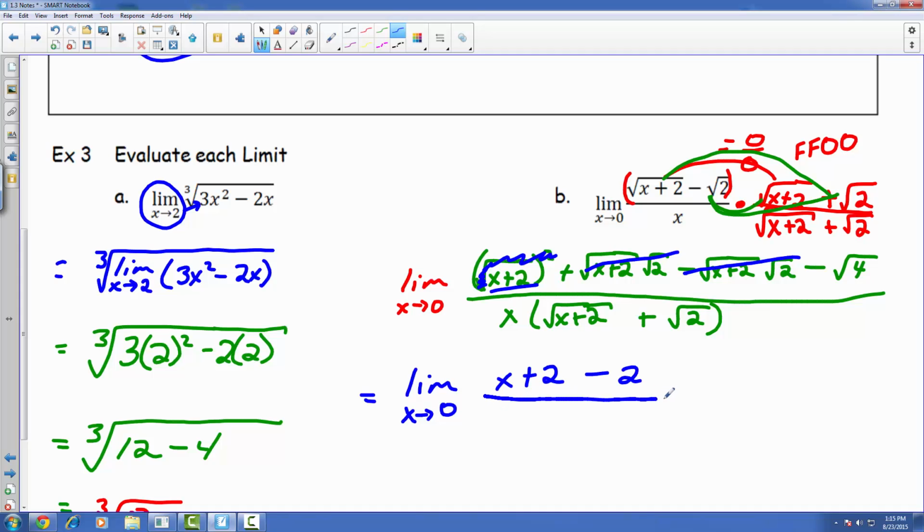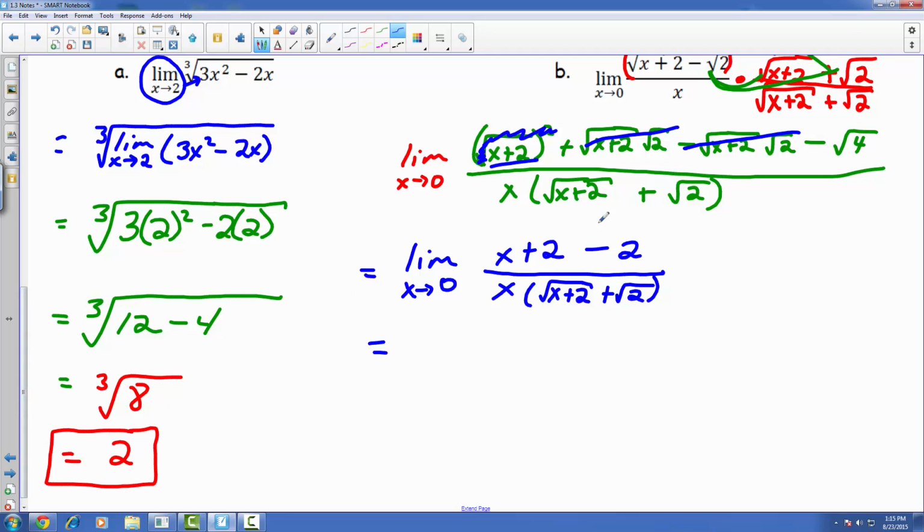On the bottom, again, we still have x times the square root of x plus 2 plus the square root of 2. So things are still looking kind of ugly on the bottom, but that's okay, because the bottom is actually not affecting our limit and giving us that 0 on the bottom. So we're actually okay with that. Now, on top, these 2's end up just dropping out, so you just have x on top. And also we have an x on the bottom. So those can also cancel out.